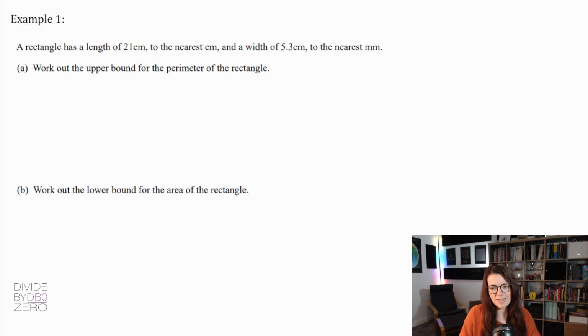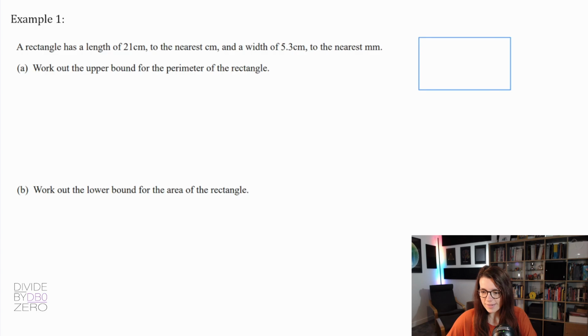Example 1. A rectangle has length of 21 centimeters to the nearest centimeter and a width of 5.3 centimeters to the nearest millimeter. Part A, work out the upper bound for the perimeter of the rectangle. So first of all, I'm just going to draw out a rectangle and I'm going to label it as 21 centimeters there and 5.3 centimeters there. Those are the rounded values. Then I'm going to think about the bounds for those values.